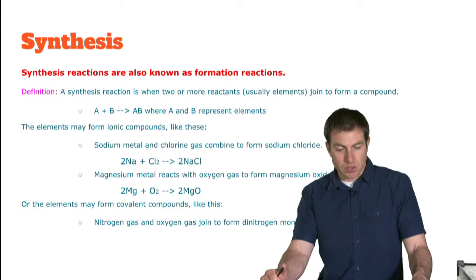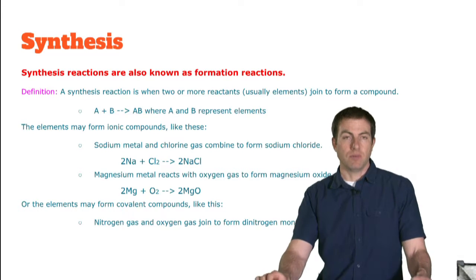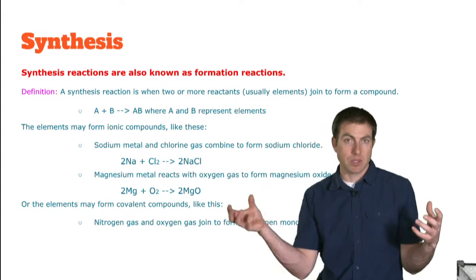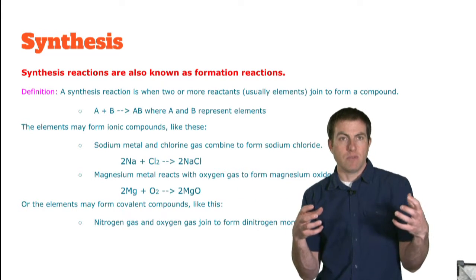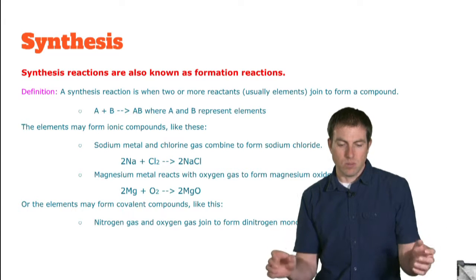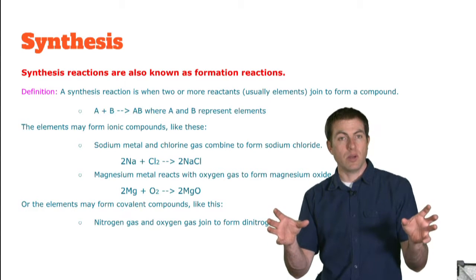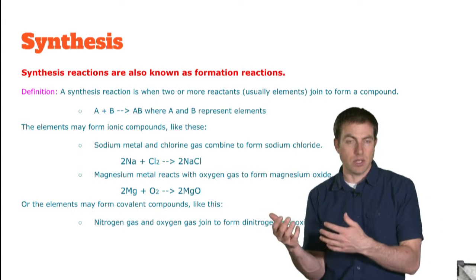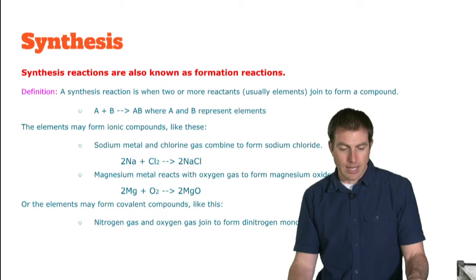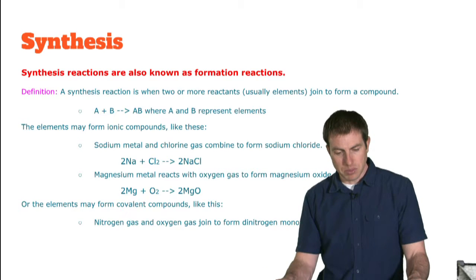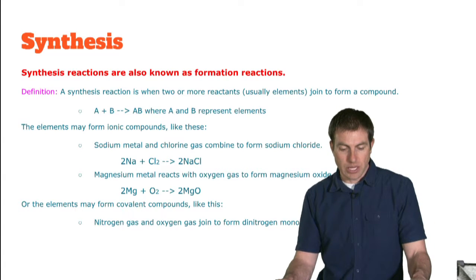So the example here is sodium and chlorine. If I took a bunch of solid sodium and I mixed it with some chlorine, they would form together to produce something which is salt, NaCl. So the 2 individual elements we start with, they combine together and they produce a compound, NaCl. Another of the same sort of example, magnesium and oxygen produce magnesium oxide. So nitrogen gas and oxygen gas join to form dinitrogen monoxide.